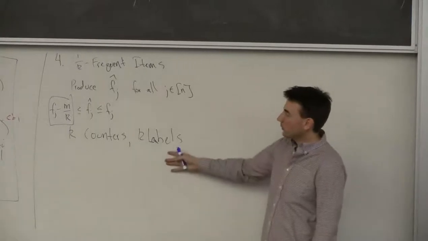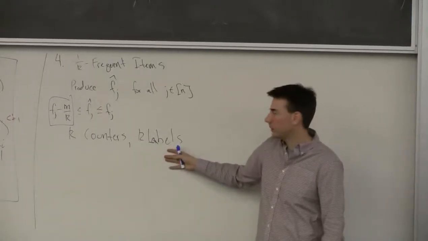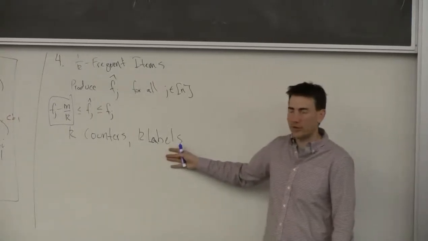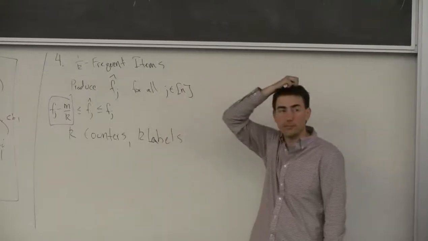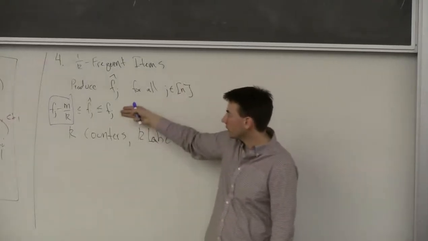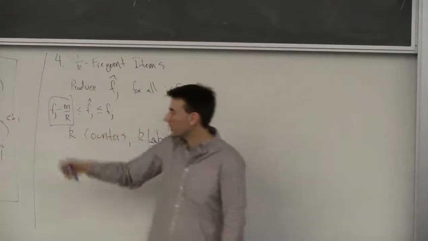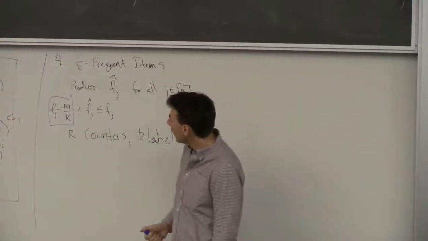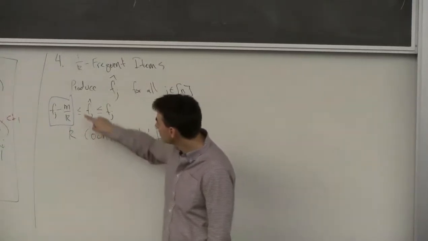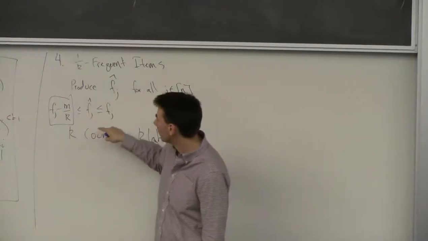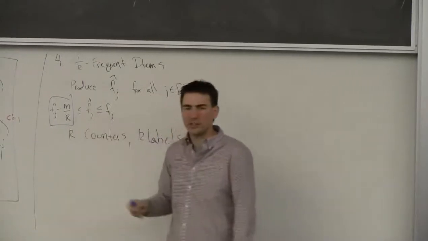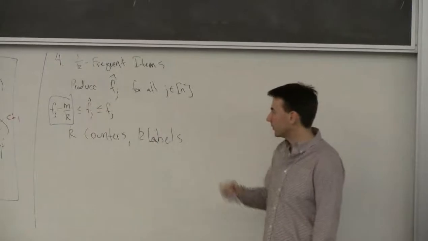Okay, so I'm going to run a similar algorithm here, but now with k counters and labels, and I'm going to get this stronger claim. Now this claim should look a lot like this claim over here, and maybe I have some equalities when I shouldn't.